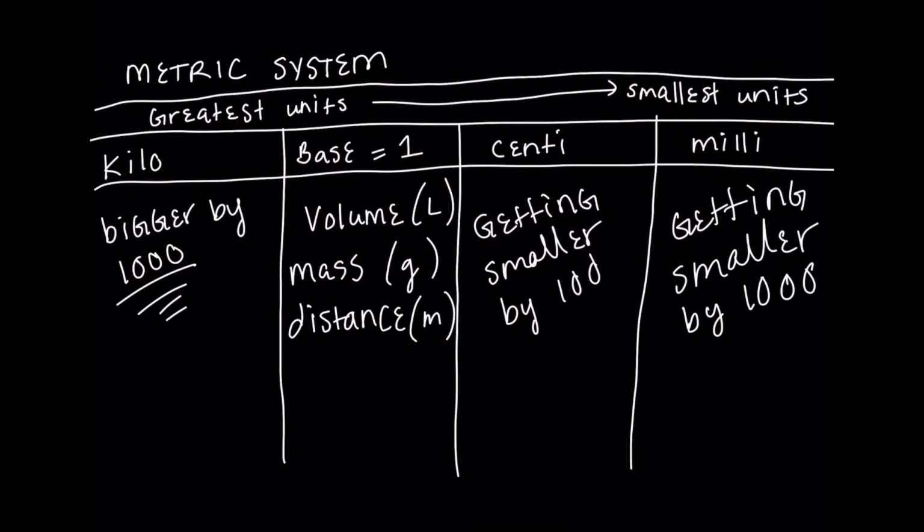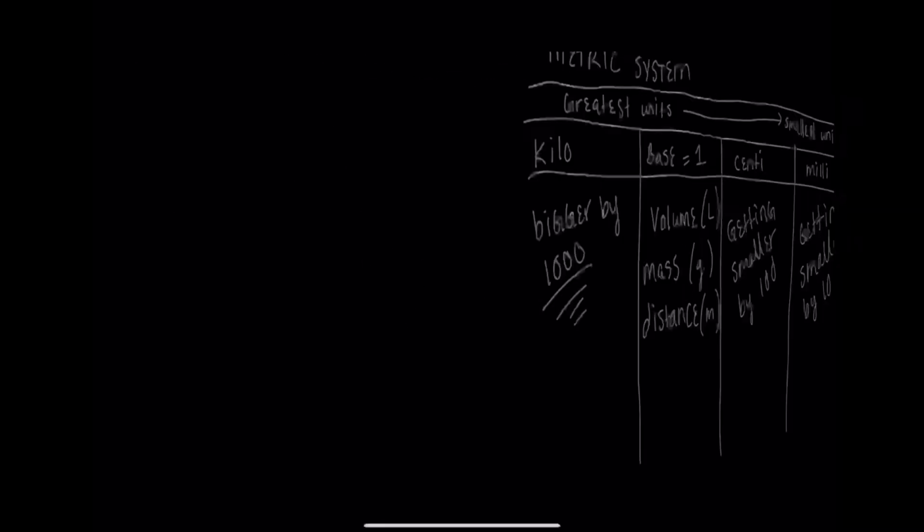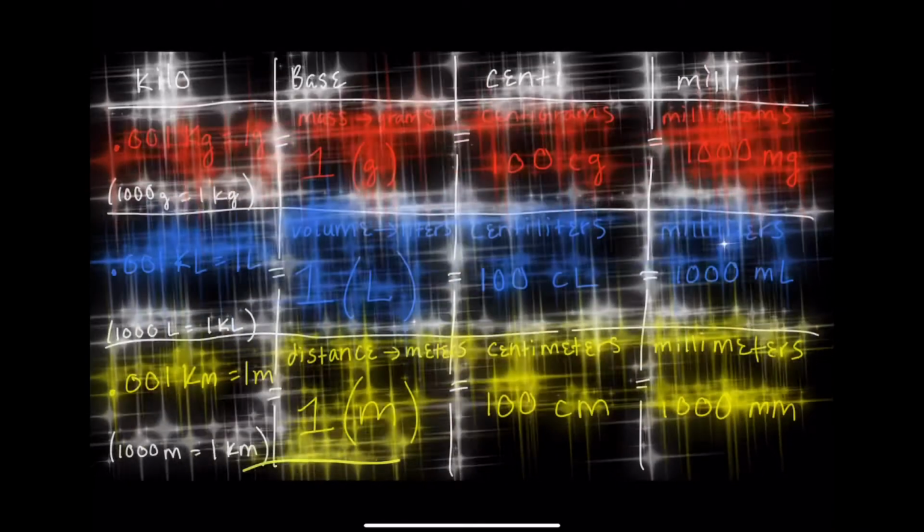So when I think about the metric system, the units that we deal with have prefixes like kilo, which means you're getting bigger by 1,000. Our base is always going to be the number 1, like 1 liter, 1 gram, or 1 meter. Centi means we're getting smaller by 100. And milli means we're getting smaller by 1,000.